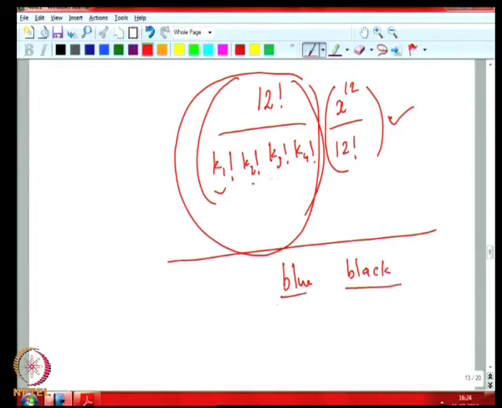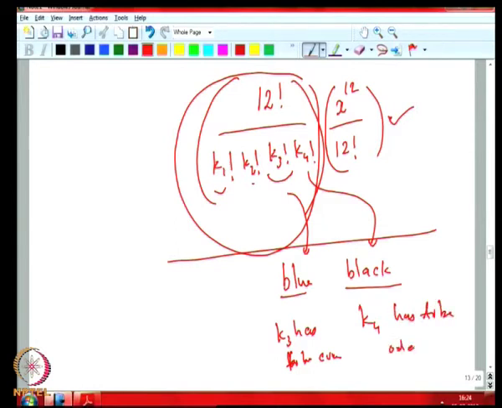For instance, this k3, which was the number of blue flags earlier, and this k4, which was the number of black flags, has some restrictions. This k3 has to be even. Similarly, k4 has to be odd. This is the thing. k3 has to be even, k4 has to be odd.